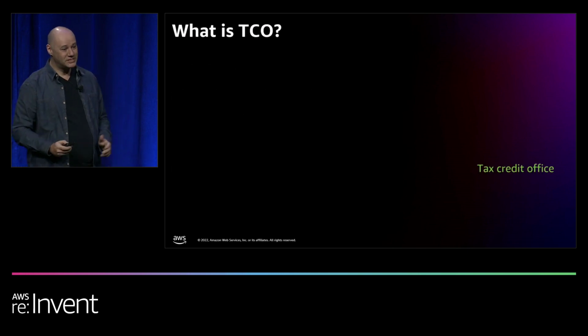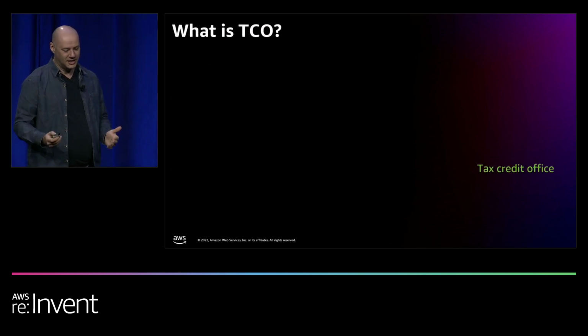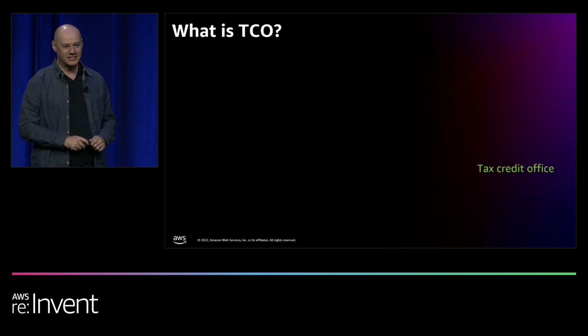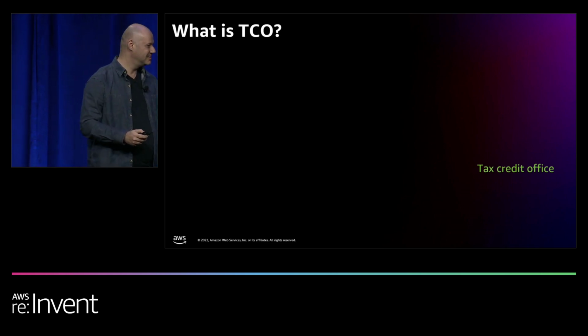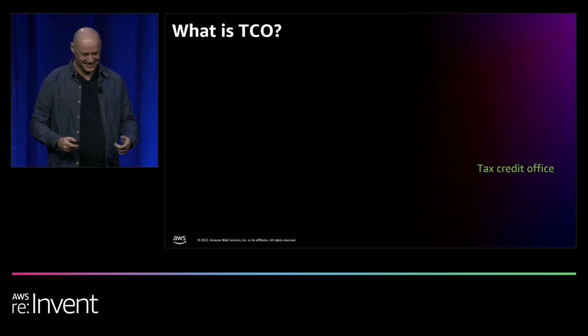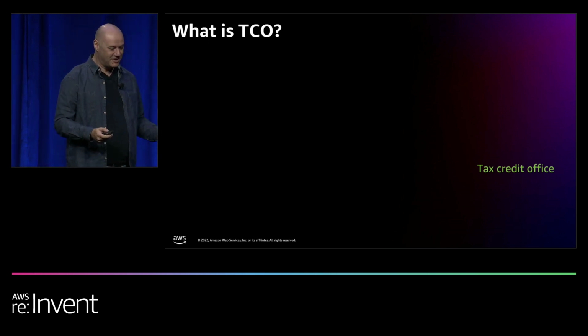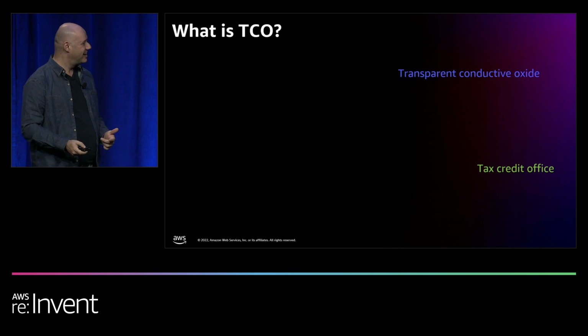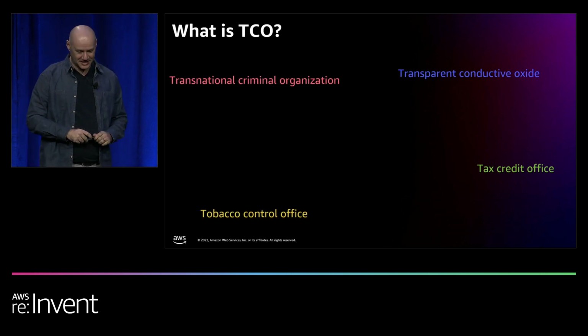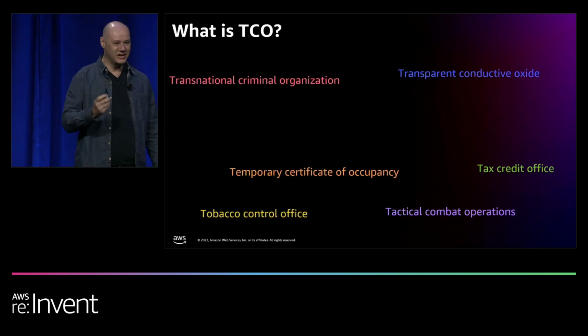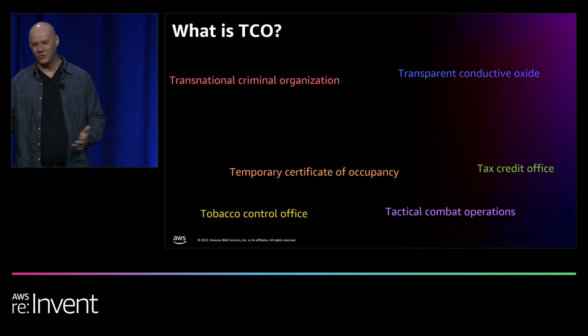All right, so what's TCO, right? Probably tax credit office. Is this the right slide? Yeah, probably not this. It's not this one, right? We should have other names here. But anyway, we're not here to talk about the Tobacco Control Office.